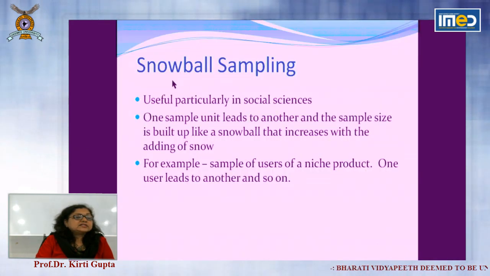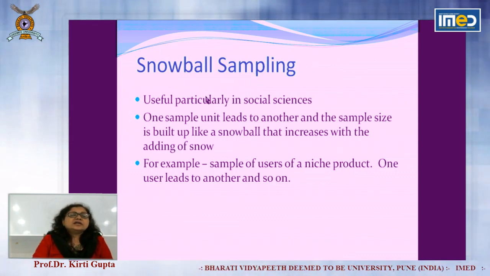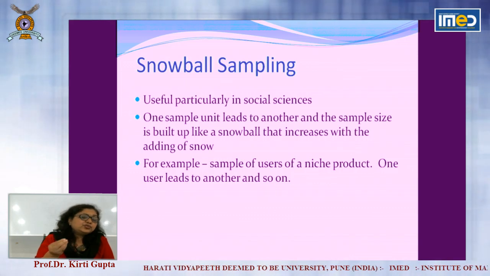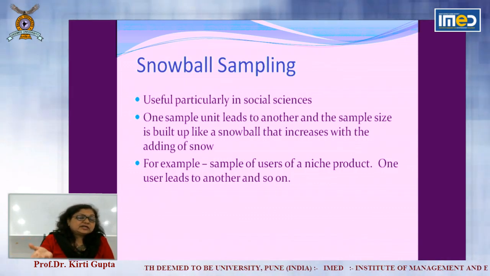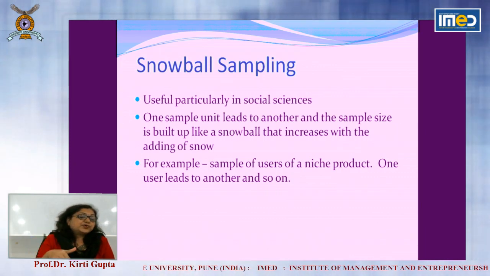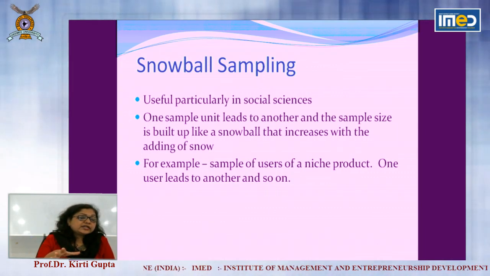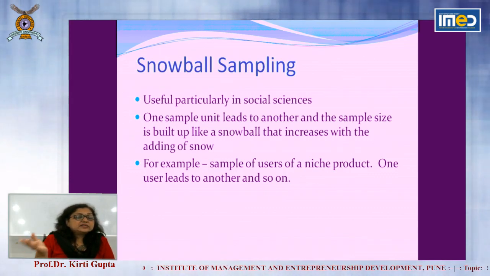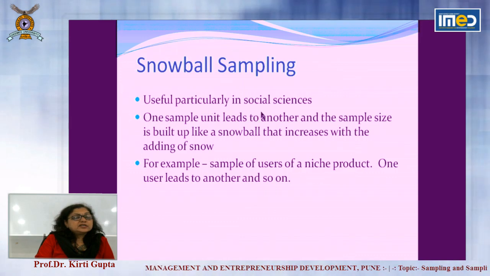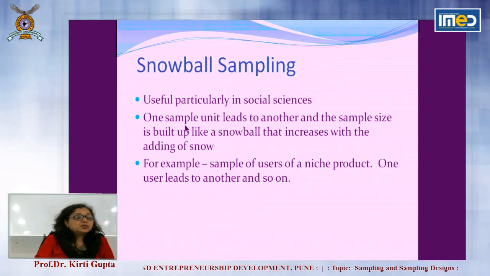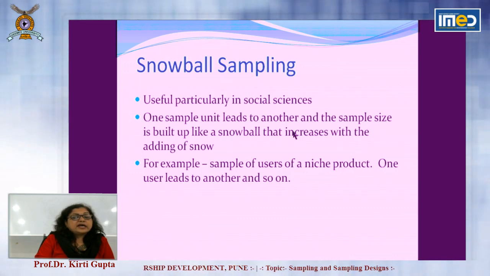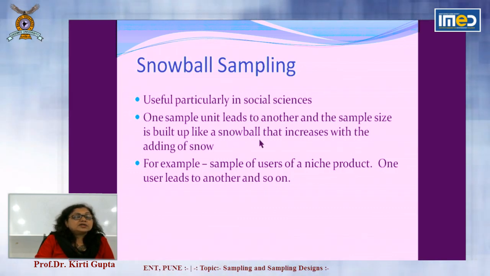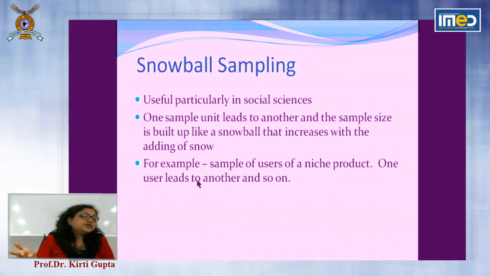Now, coming to the last type of sampling, that is snowball sampling. Sometimes the studies are such that you do not know where the sample units are located. You don't know who your respondent is directly. You know what you want to study, but you don't know how to access the respondents. So, snowball sampling is particularly useful in social sciences. One sample unit leads to another, and sample size is built up like a snowball that increases with the addition of snow. Suppose we are having the users of a niche product. So one user will lead to the other.